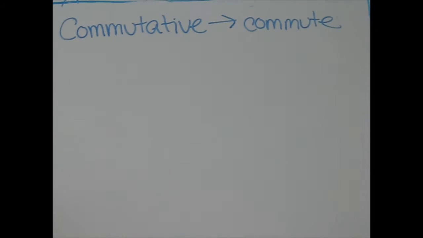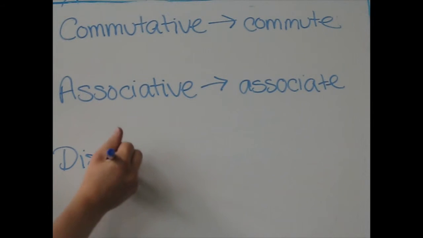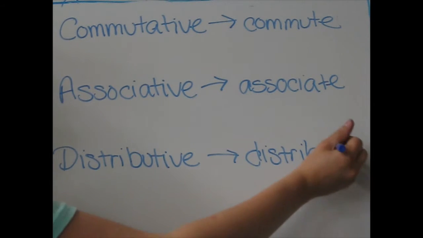Let's review. The commutative property, we're going to focus on the word commute. The associative property, we're going to focus on the word associate. And the distributive property, we're going to focus on the word distribute.